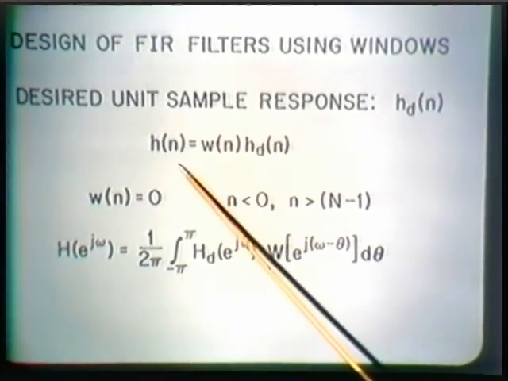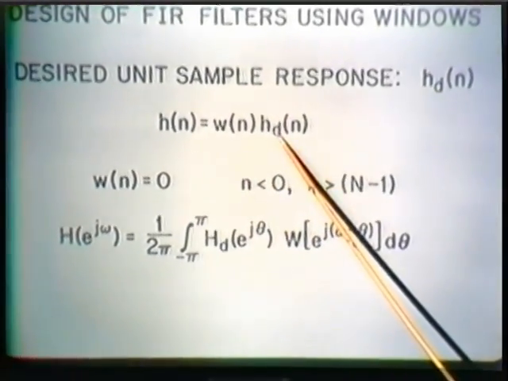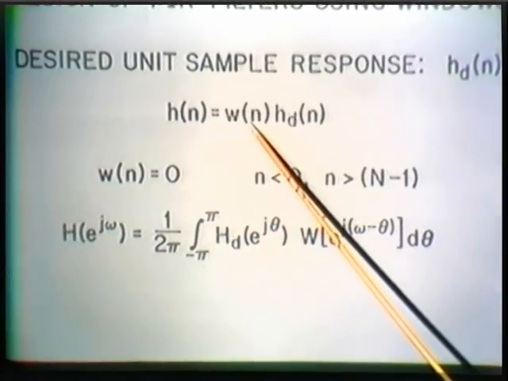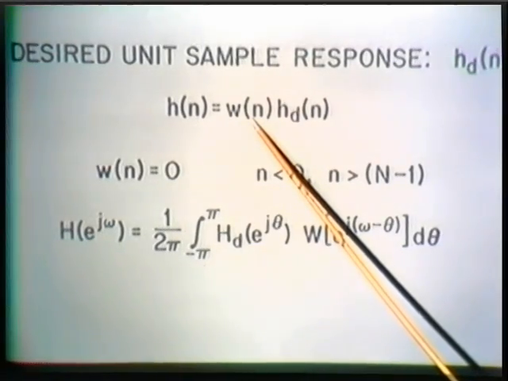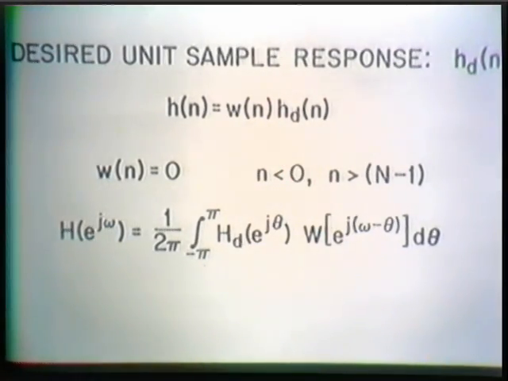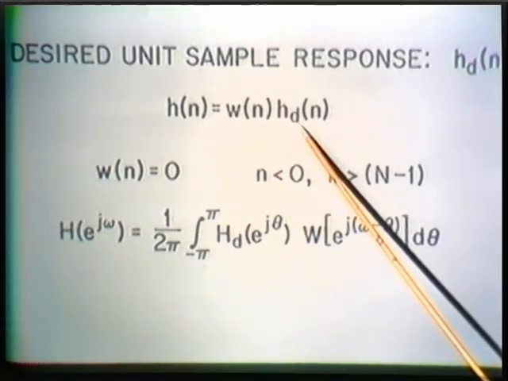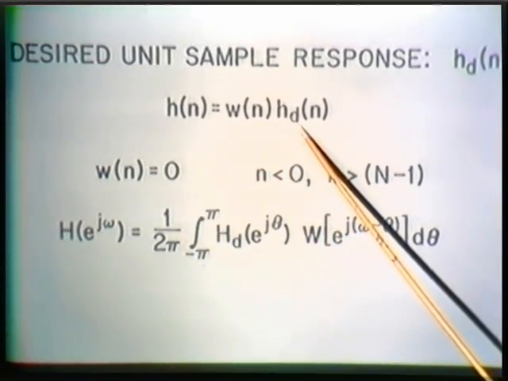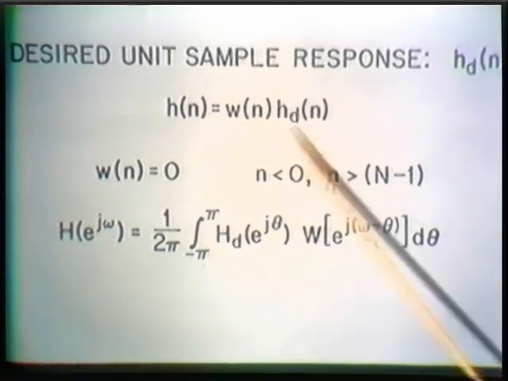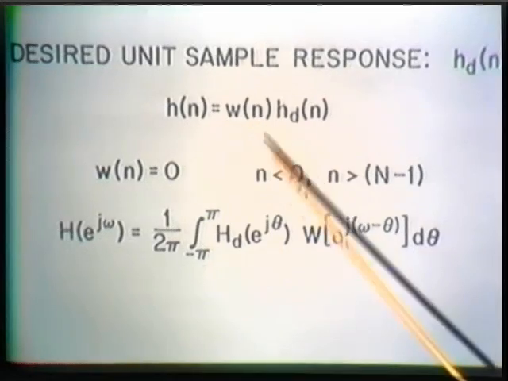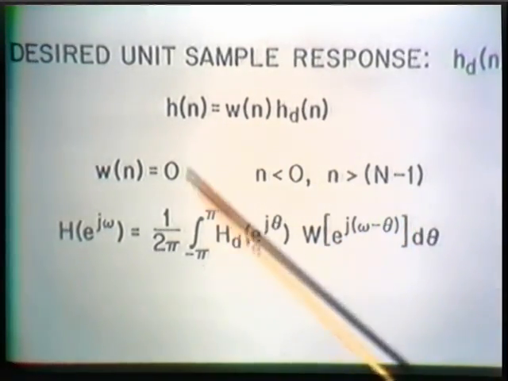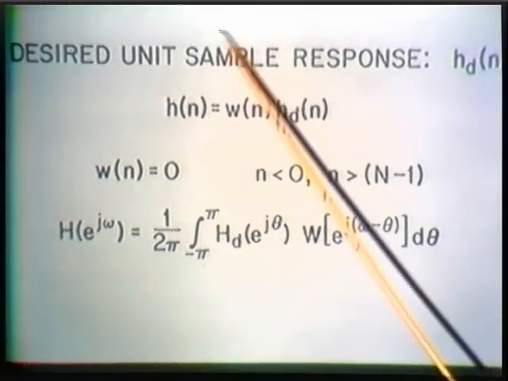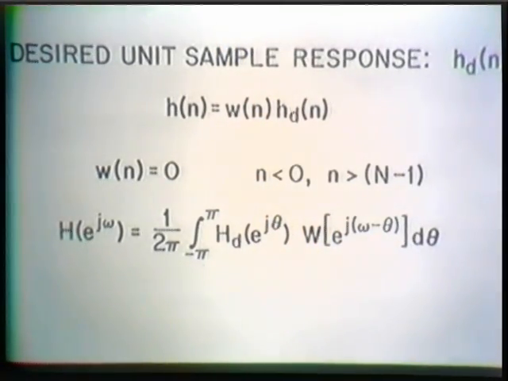Or more generally, we can imagine multiplying the desired unit sample response by a window, the window being 0 outside the interval from 0 to capital N minus 1. So the window method basically consists of beginning with a desired unit sample response, which in general will be infinitely long, or at least longer than the filter that we want to design. We apply to that a window which is 0 outside the range 0 to capital N minus 1. And the result then is the unit sample response of the finite impulse response filter.